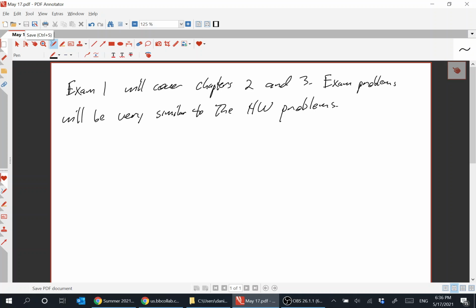The exam problems will be very similar to the homework problems. The exam will take an hour and a half and will take place during class time, and we'll talk more later about how we're going to do it.